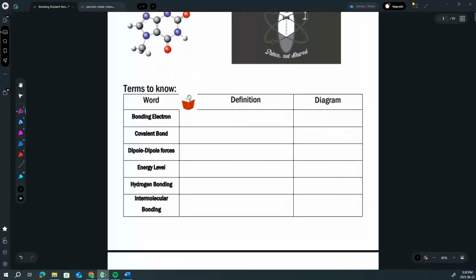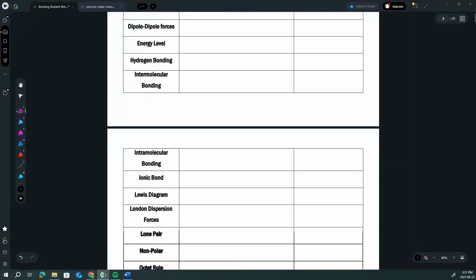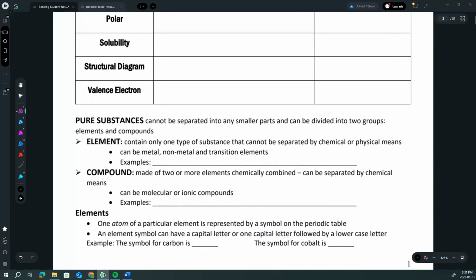So to start off, your booklet begins with terms that you should definitely know, and you'll be able to fill this in as we go throughout the unit there. So to get started on this unit, we're first going to go into some definitions.